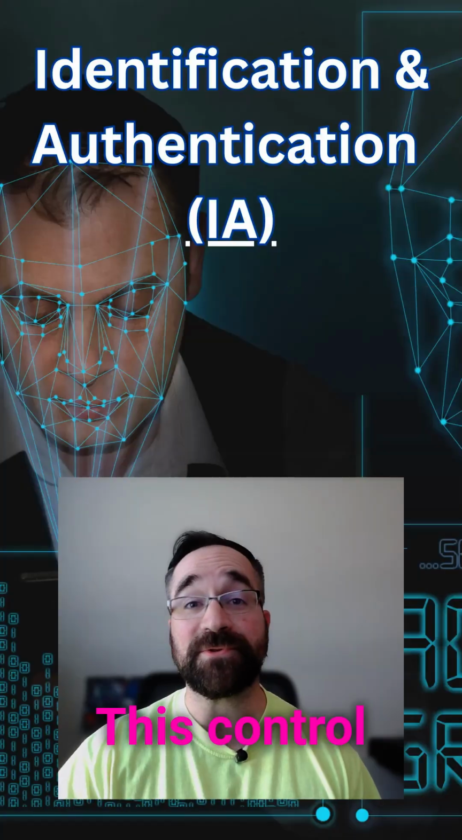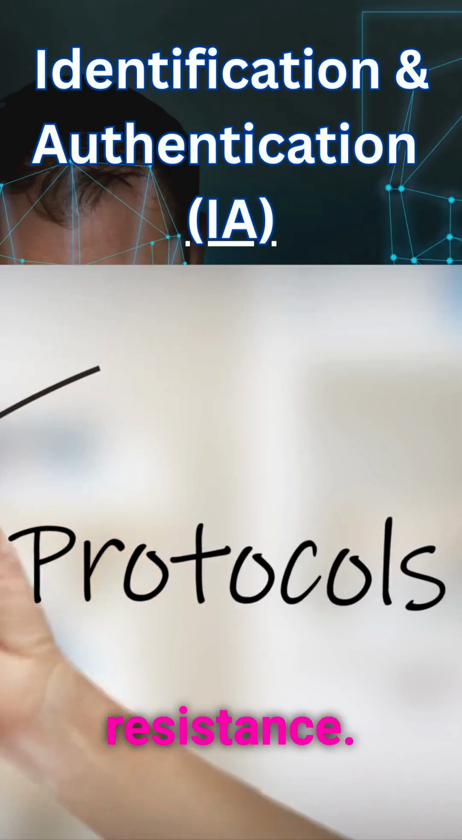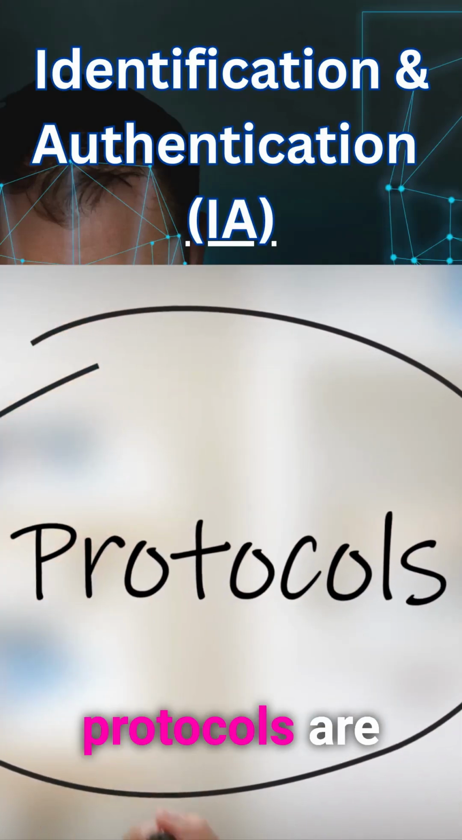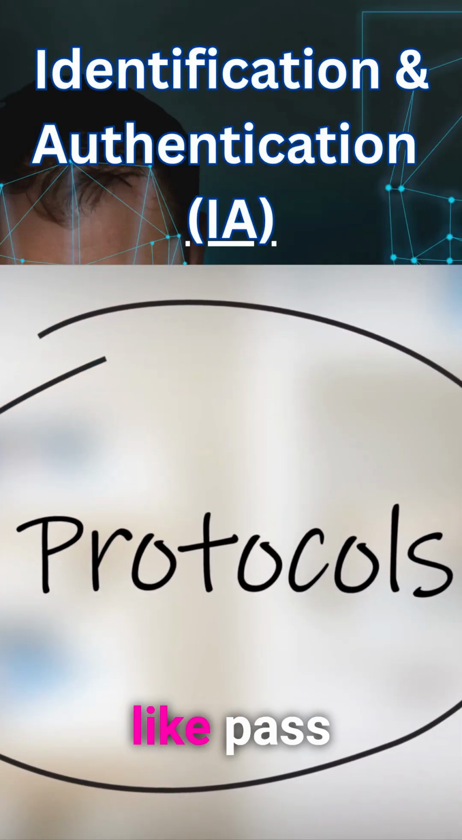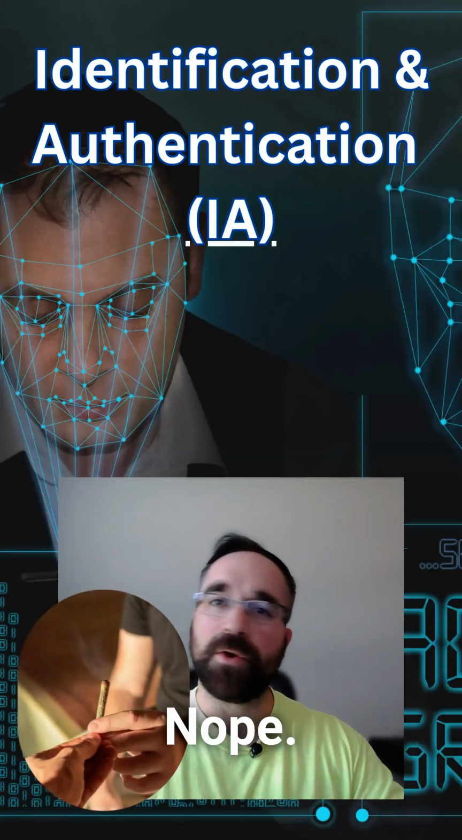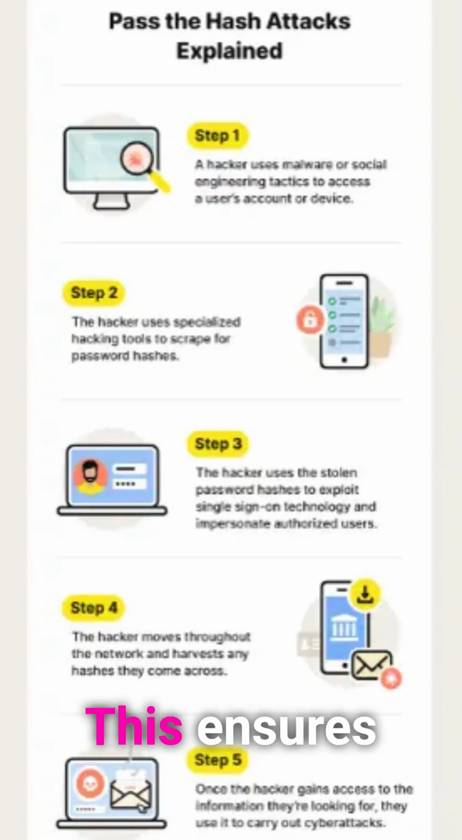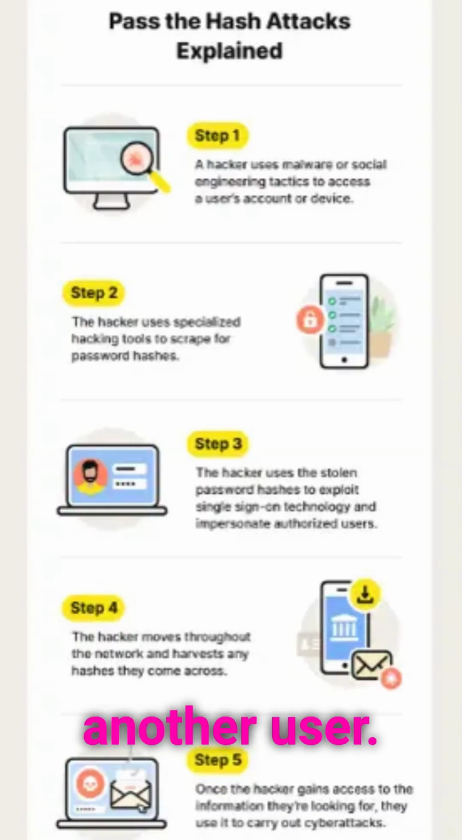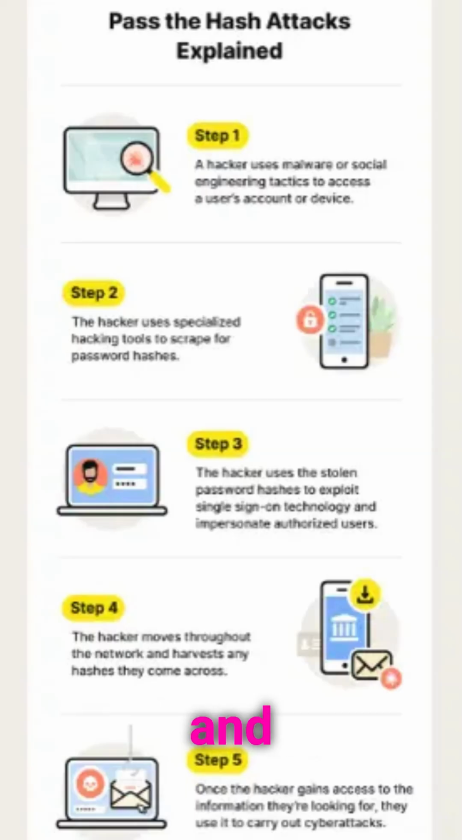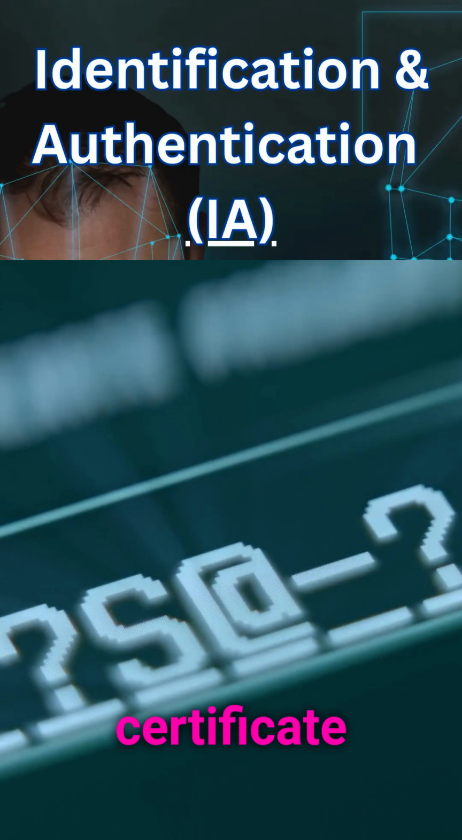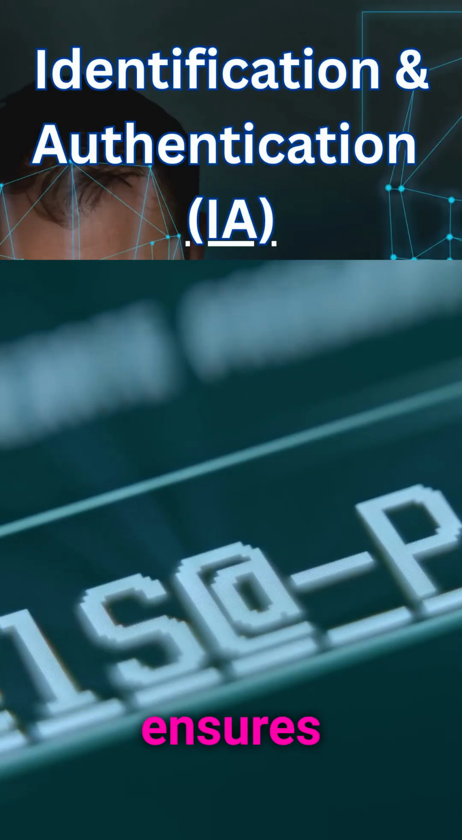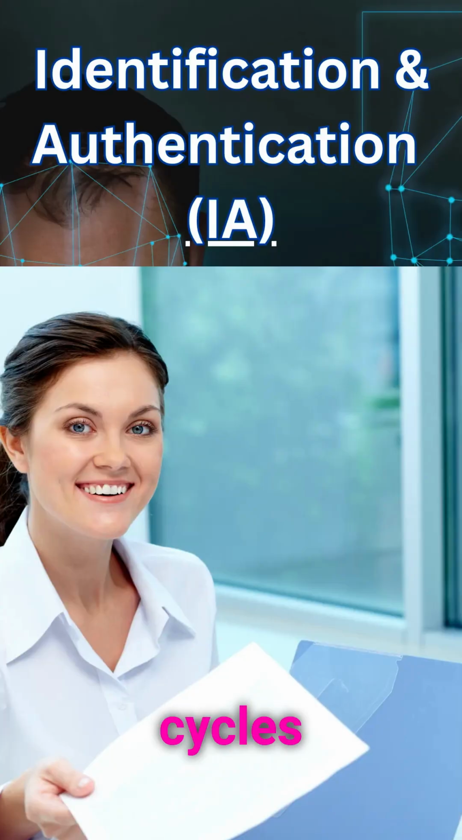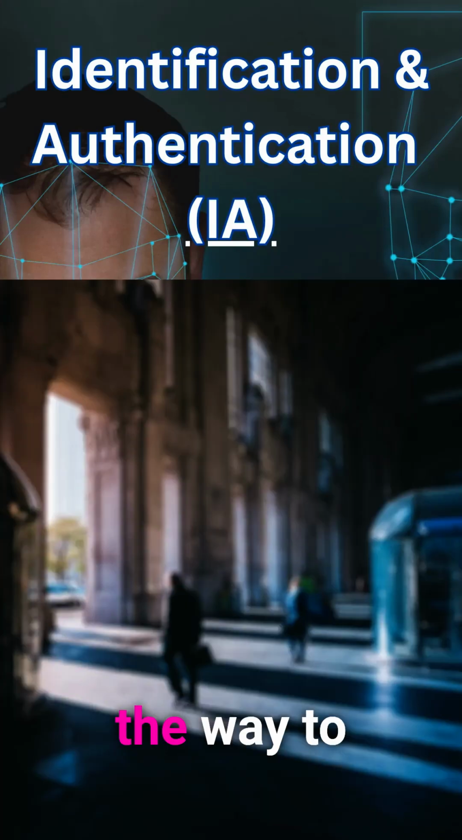This control family covers replay resistance. NIST requires that protocols are in place to resist replay attacks like pass the hash. Nope, different kind of pass the hash. This ensures that stolen credentials can't be reused or made to use another user. It covers authentication and authenticator management. Every password, token, or certificate has a life cycle. This control ensures organizations manage those life cycles securely, from creation all the way to retirement.